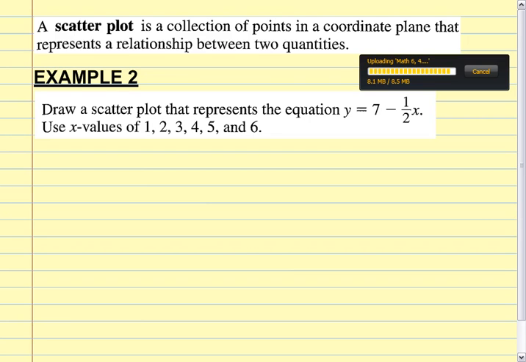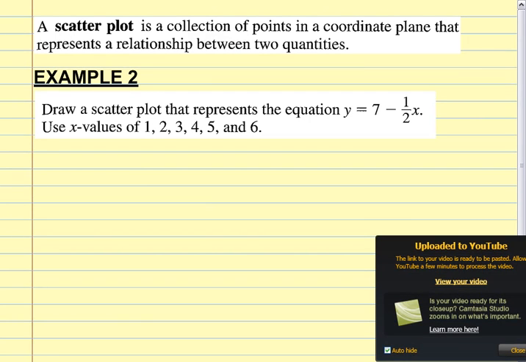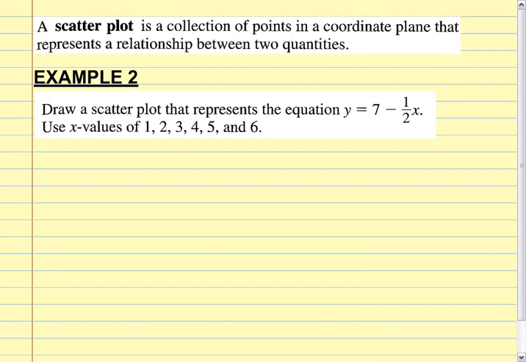Okay, folks, a scatter plot is a collection of points in a coordinate plane that represents a relationship between two quantities. Okay, now look at this. Example number 2 says draw a scatter plot. That just means put the points on the graph, okay, that represents the equation y is equal to 7 minus half of x.